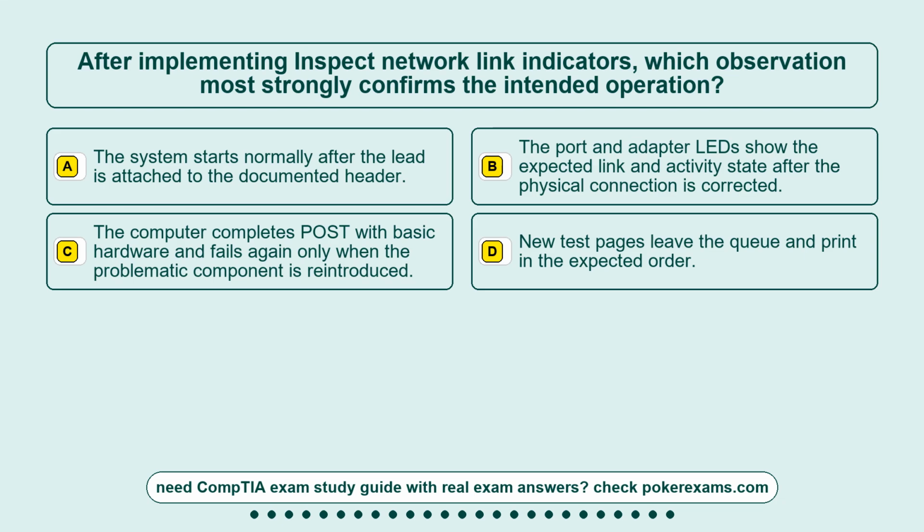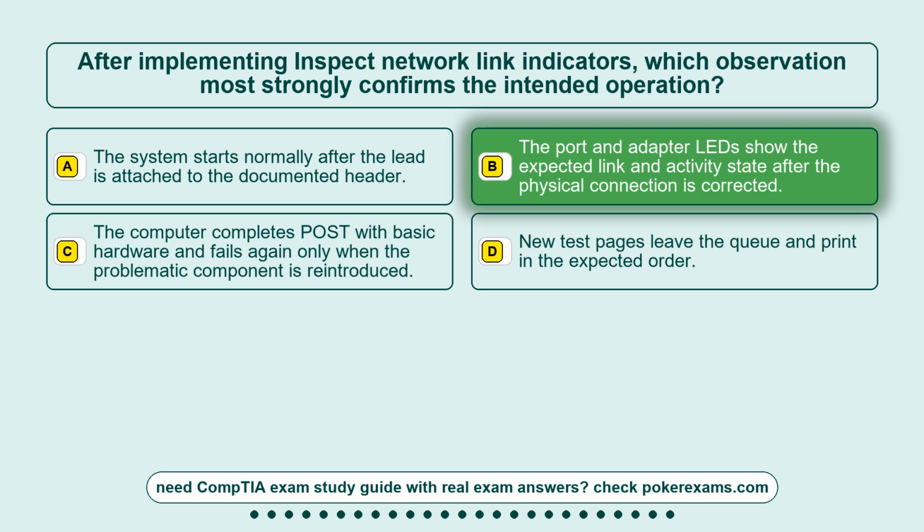Question 4. After implementing Inspect Network Link Indicators, which observation most strongly confirms the intended operation? Option A. The system starts normally after the lead is attached to the documented header. Option B. The port and adapter LEDs show the expected link and activity state after the physical connection is corrected. Option C. The computer completes POST with basic hardware and fails again only when the problematic component is reintroduced. Option D. New test pages leave the queue and print in the expected order.